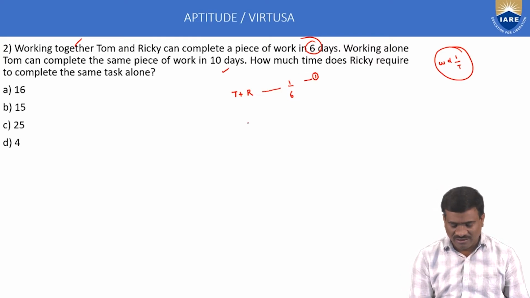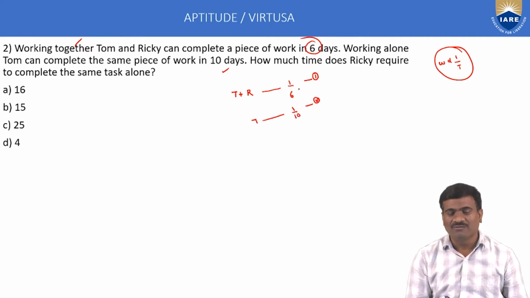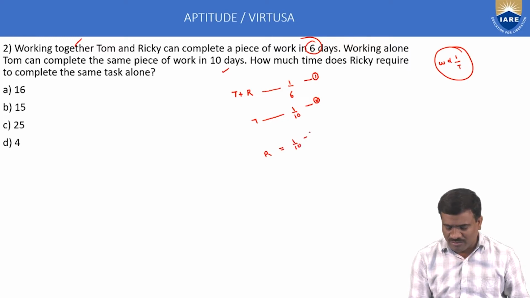Second statement: Tom's 1 day work is equal to 1 by 10. This is called the second equation. We want R, so equation 1 minus 2. Then T gets cancelled. The remaining Ricky work is equal to 1 by 10 minus 1 by 6. Next, LCM 30, numerator 3.